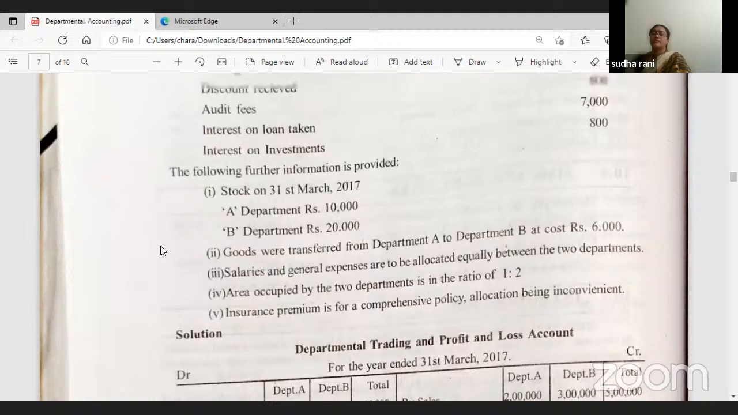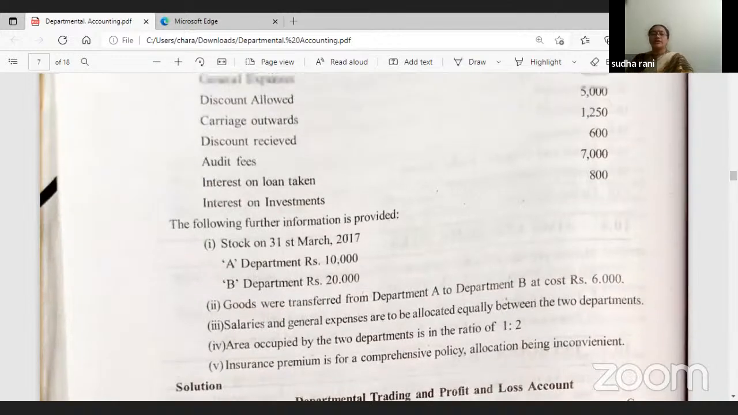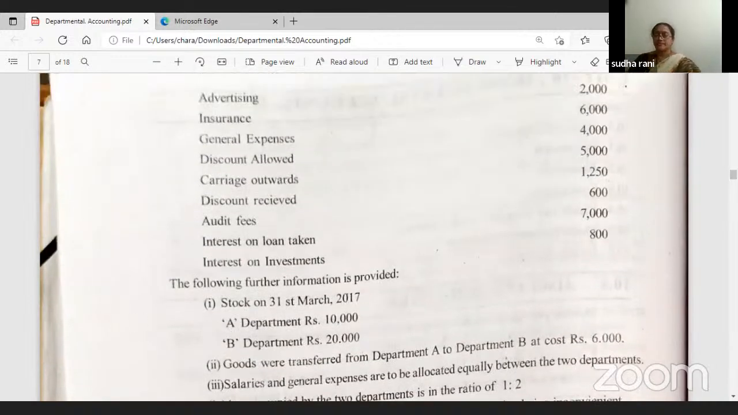Next, insurance premium to be taken on both, commonly.